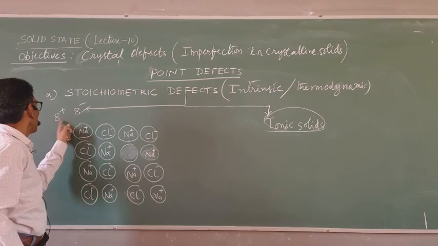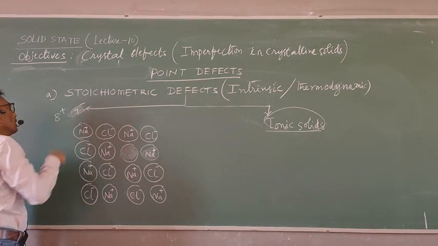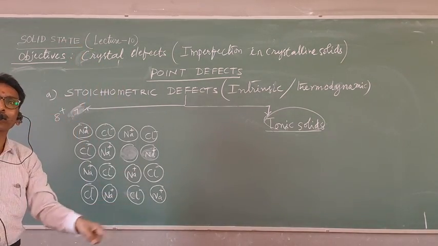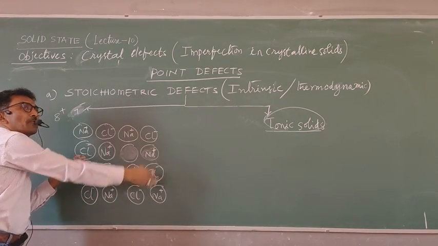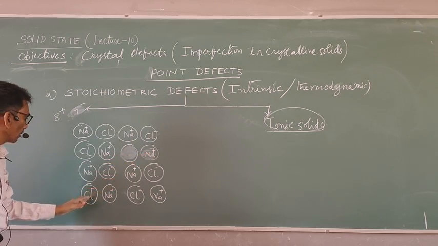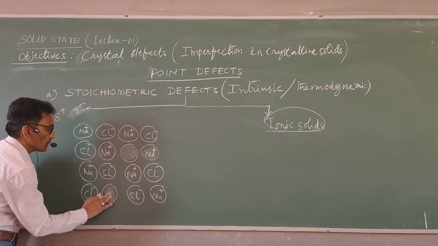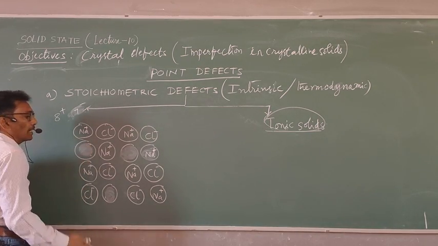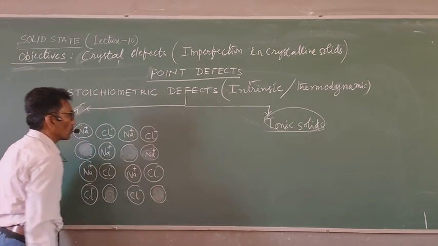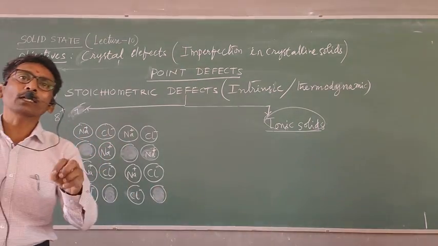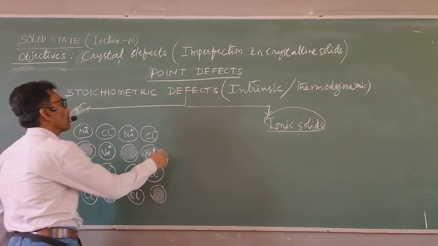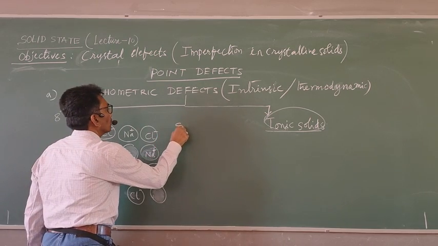Then, in order to maintain electrical neutrality, one cation should also be pushed out, from anywhere in the crystal, not only here. Here, what is missing? One cation. Suppose here one anion is missing and here one cation is missing. The number of anions and cations missing from the crystal is observed in ionic solids as the Schottky defect.